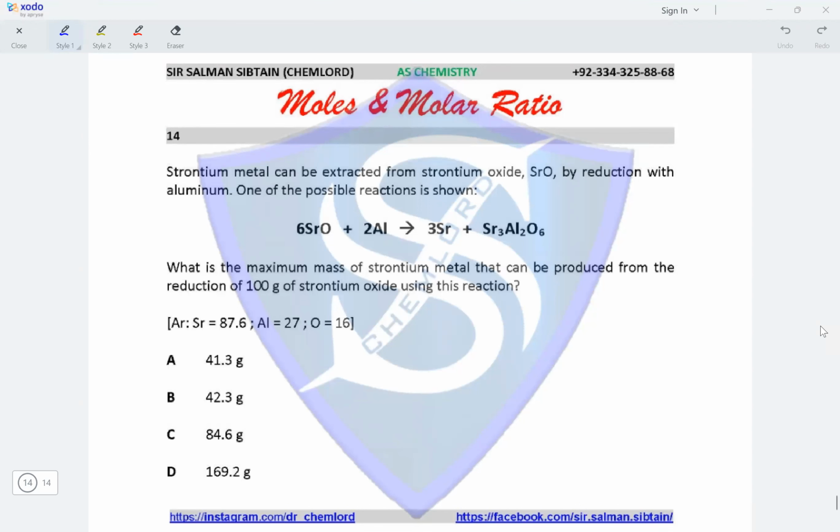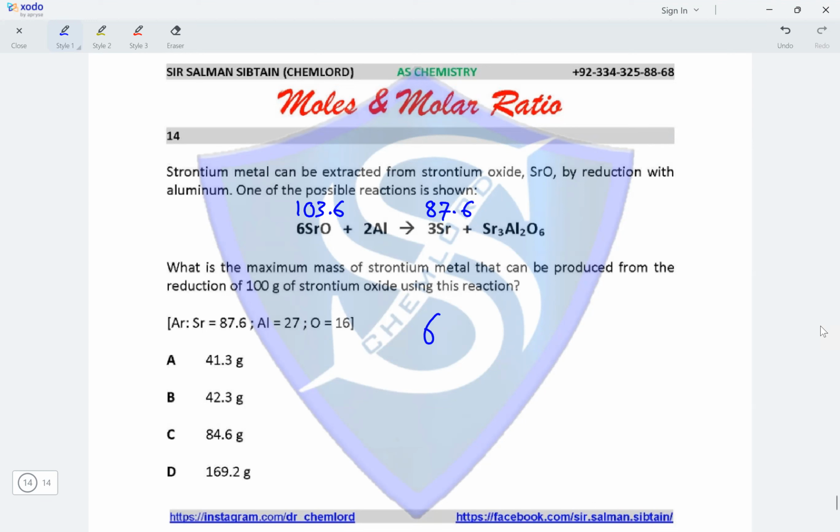Question 14. Strontium metal can be extracted from strontium oxide by reduction with aluminum. One of the possible reactions is shown. What is the maximum mass of strontium metal that can be produced from the reduction of 100 grams of strontium oxide using this reaction? So, the Mr of strontium oxide would be 87.6 plus 16, giving us 103.6 grams. The Ar of strontium is 87.6.